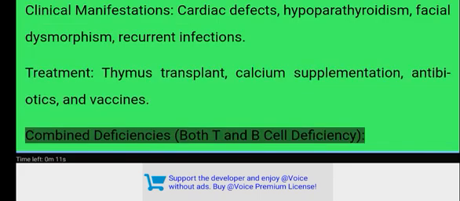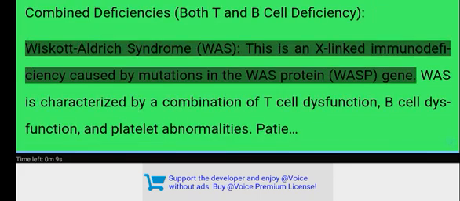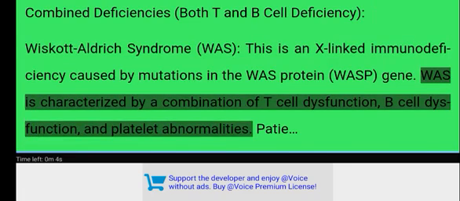Combined deficiencies: both T and B cell deficiency. Wiskott-Aldrich syndrome. This is an X-linked immunodeficiency caused by mutations in the WASP gene, which encodes the WASP protein. It is characterized by a combination of T cell dysfunction, B cell dysfunction, and platelet abnormalities.